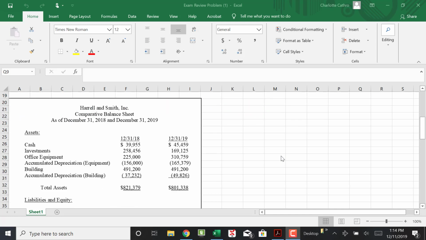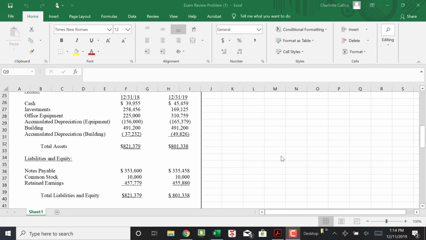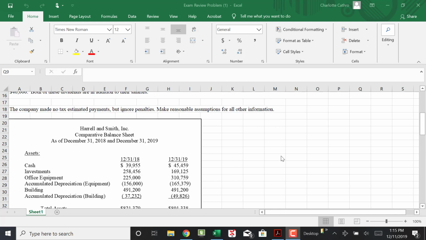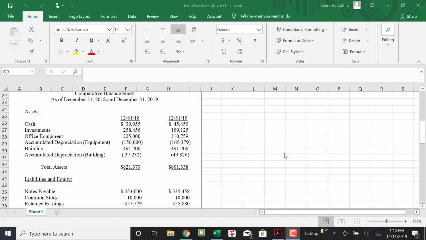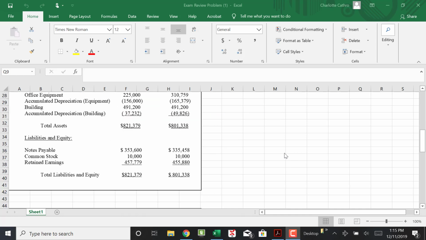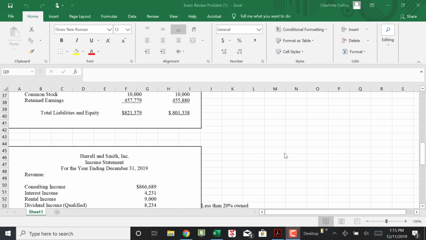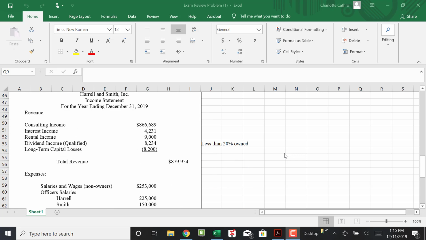Then we have a comparative balance sheet for 2018 and 19, and we know that the balance sheet on the tax return is the book basis, so we are going to use that to fill out the balance sheet, the Schedule L on the corporate return. Then we have an income statement on the book basis, so we need to look through and determine if we need to make any adjustments to get it on the tax basis.